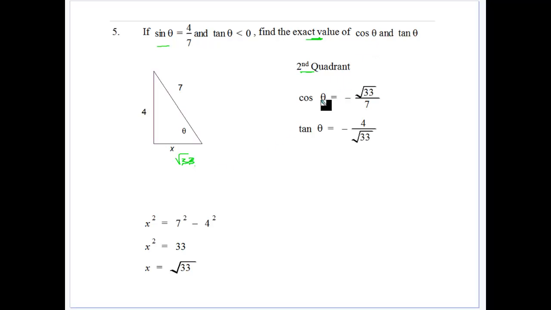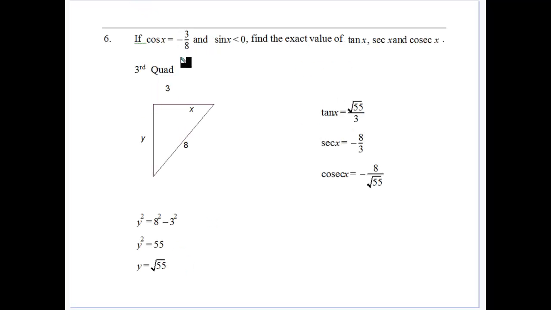So cosine of theta would be minus root 33 on 7, because that's the adjacent on the hypotenuse. Tan would be the opposite on adjacent, which is the 4 on root 33. And because we're in the second quadrant, both are negative. Cosine and tan are negative in the second quadrant.